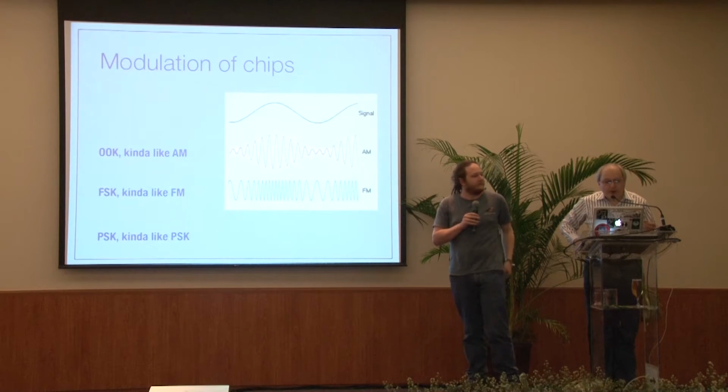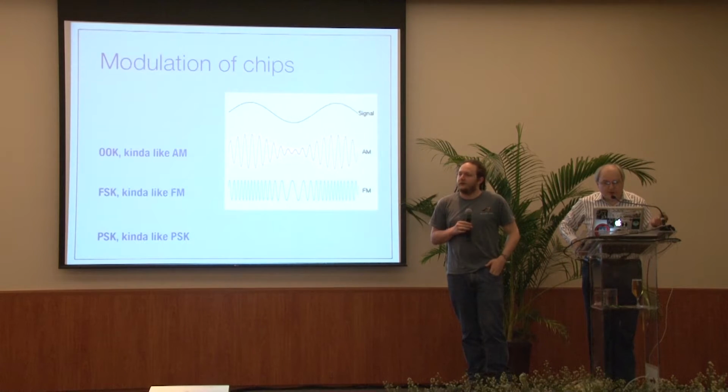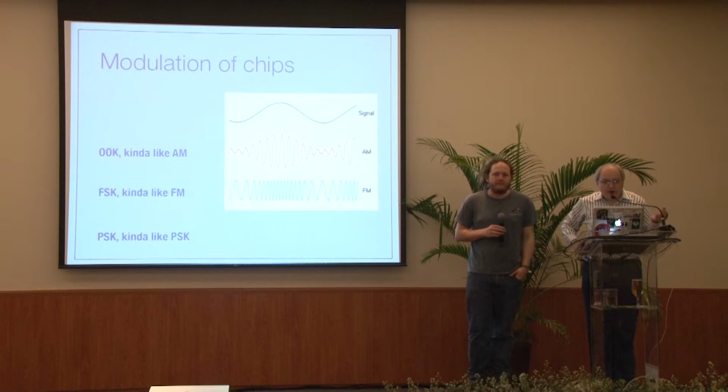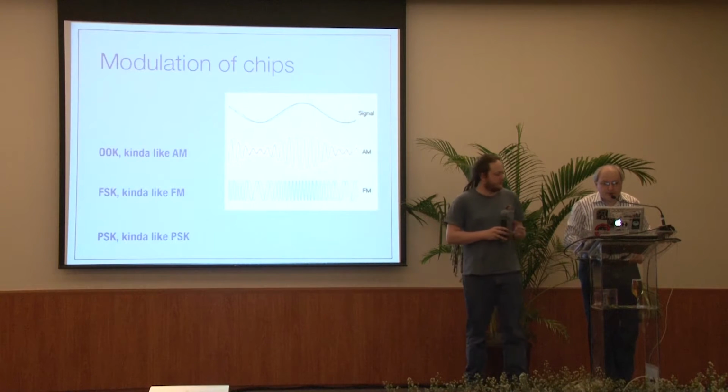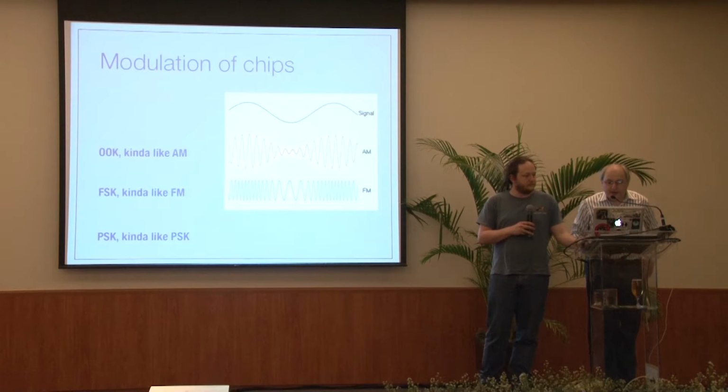Remember, if you're a radio engineer, then your world basically consists of sine waves. So all you can do is do something to them. You can change the amplitude, you can change the frequency, or you can change the phase. And 802.15.4 actually uses a shifted phase, but other protocols use modulations of AM and FM.